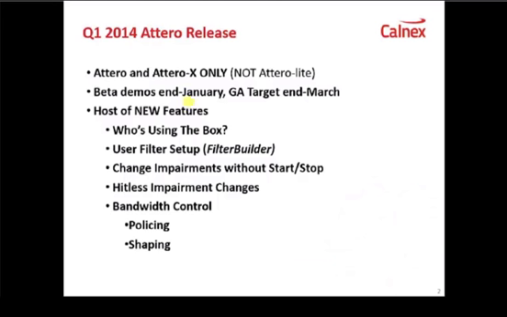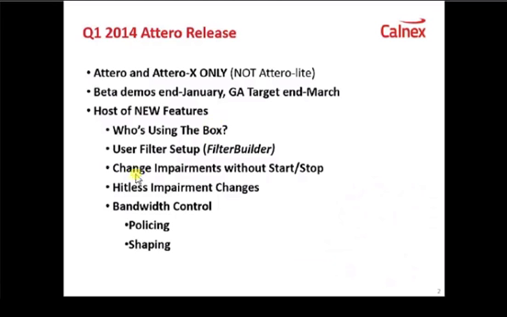Some of the stuff that you will see today is already available as beta demos, a bit more at the end of January. And then the target for the general release, the GA release, is the end of March. We've got a bunch of whole new features which we'll show you today. A feature called Who's Using the Box, again based on feedback from customers that they want to know who's connected to the box. Filter setup is another key area that you guys have been asking for, the ability to set up filters manually in a much easier way. We've called this Filter Builder, and we'll show you a demo of that.